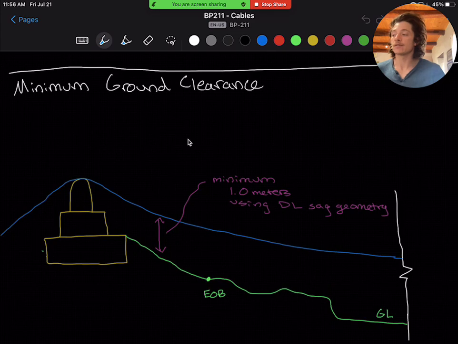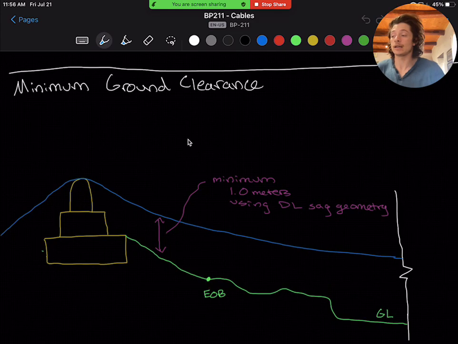And the learning objectives for this section are to, first, understand how to evaluate if the minimum cable clearance requirement is met and where to find this information, and two, actually measure that cable clearance for a suspended bridge in AutoCAD.